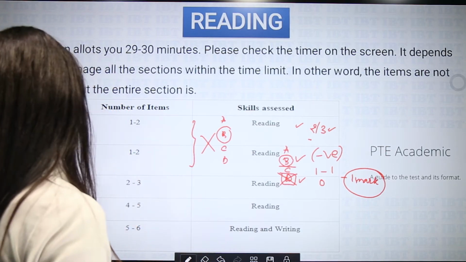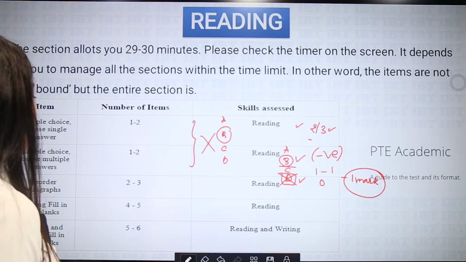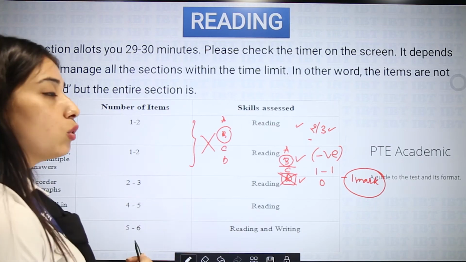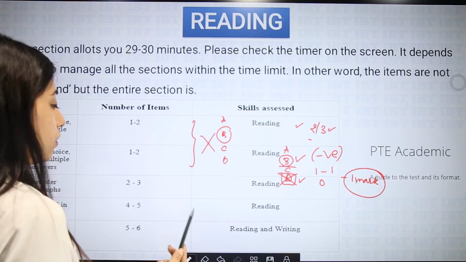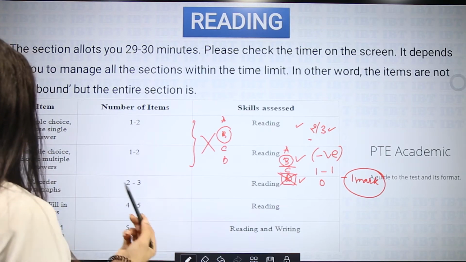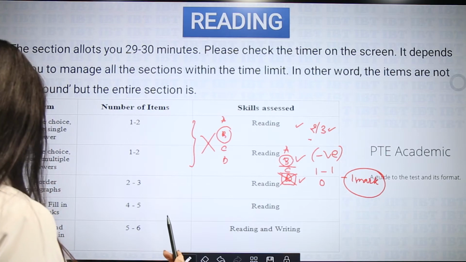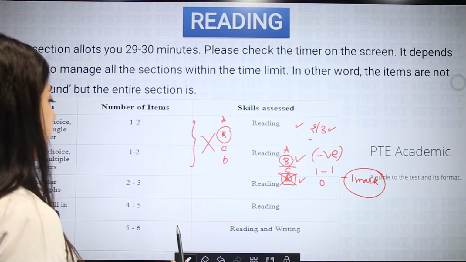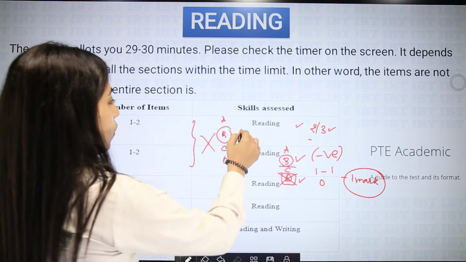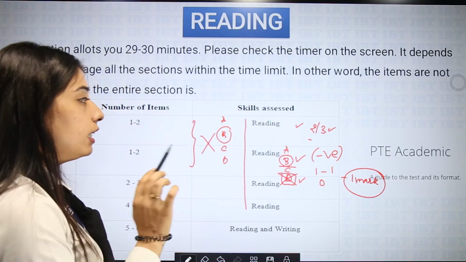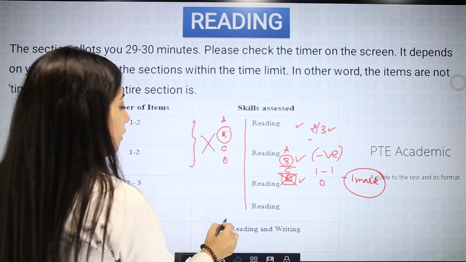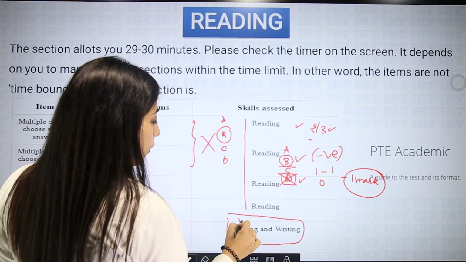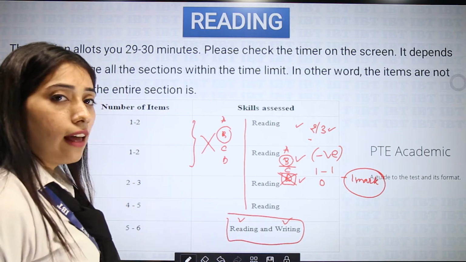Then comes your other 3 questions, which are reorder paragraphs, which will be 2 to 3 questions in exams, your reading fill in the blanks, which will be 4 to 5, and reading and writing blanks, which will be 5 to 6 questions. Then in this case, what happens? These questions, like I mentioned, will have only one skill to be assessed, that is reading. But reading and writing blanks will evaluate your reading and writing skills as well.